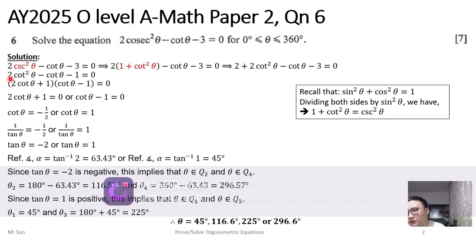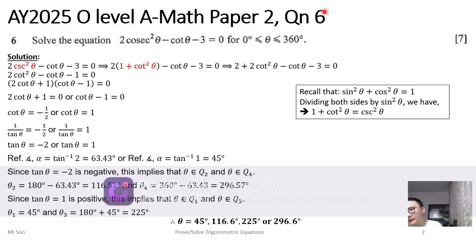Once you simplify until it looks like a quadratic function, you should be able to get tangent theta equals minus 2 or tangent theta equals 1. From this step onwards is the usual things we have covered in the tutorial. Find the reference angle, deduce the quadrant the angle lies in, and hence find the actual angle. Then the last step is to validate your answer. Make sure your answer satisfies the equation as well as falls within the range given in the question.